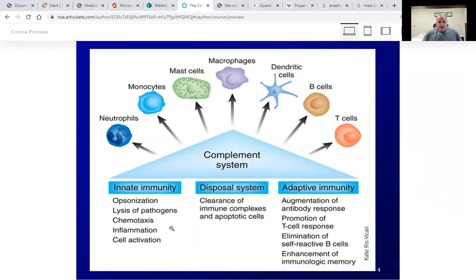Anaphylatoxin activity is another way of saying that it causes inflammation, and it also is responsible for activating cells by providing a signal, a stimulation to them. The disposal system's role of complement has to do with clearing older cells from the circulation by also opsonizing them. And then it also interacts with cells in the adaptive immune system through chemotaxis.